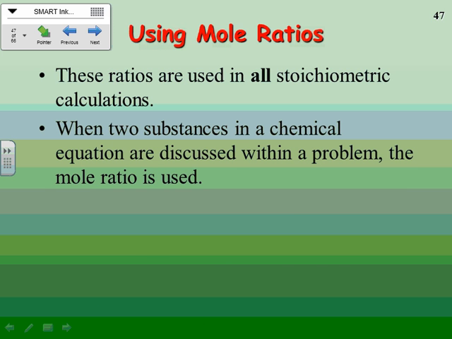Okay, so these ratios can be used in all stoichiometric calculations. When two substances in a chemical reaction are discussed within a problem, you would use the mole ratio between those two substances. All right? So I just wanted you to be able to look at an equation and figure out all the mole ratios. You're only going to use one of those mole ratios in any given problem. All right?